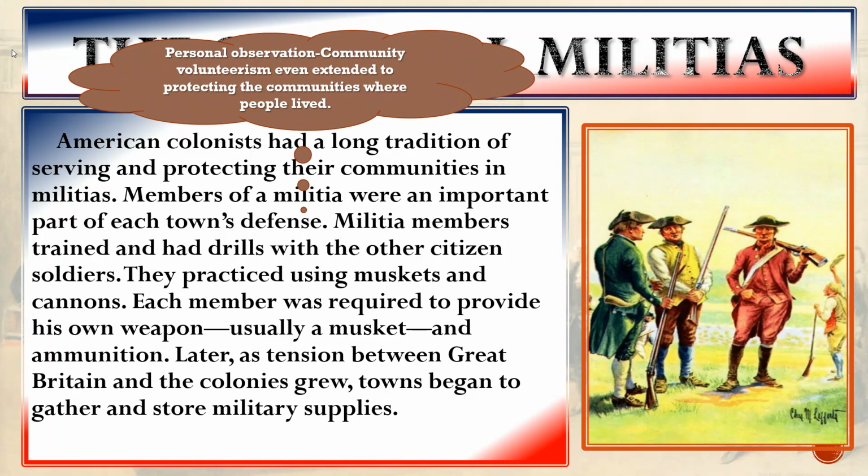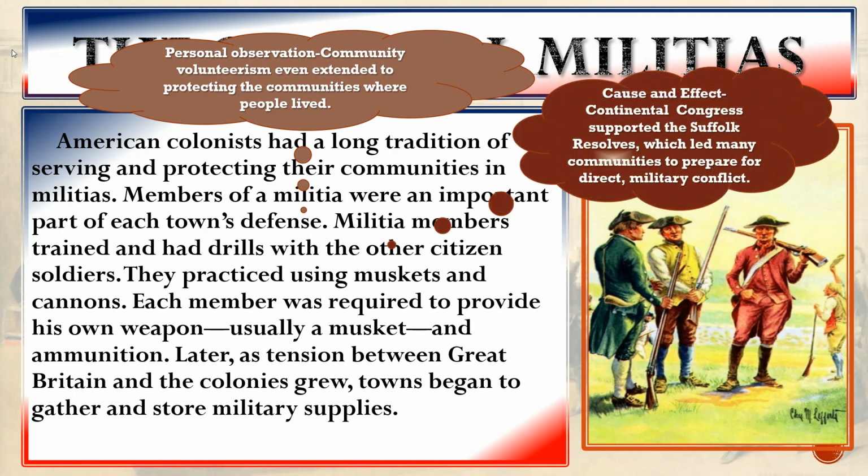Again, a personal observation. Community volunteerism even extended to protecting communities where people lived. Remember, these are communities that don't have police. They don't have a defense force. There's really no army here. Yeah, the British are there, but the British are watching the colonists. So to protect your own town, you needed these militias, and that's why they were so important to communities back then.